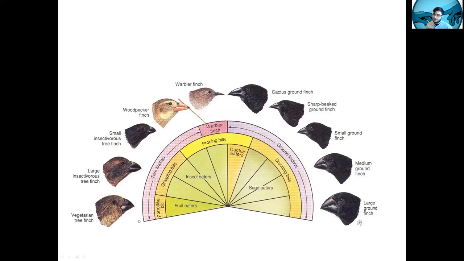So these are the different classifications: tree finches, warblers, ground finches. There are the different types of bills that they have, or beaks, or whatever they're called. And this is what these beaks are specialized in eating. So the grasping and the probing are for insects. These are for seeds. These are for fruits. And you can see how they're all mildly different. Okay.